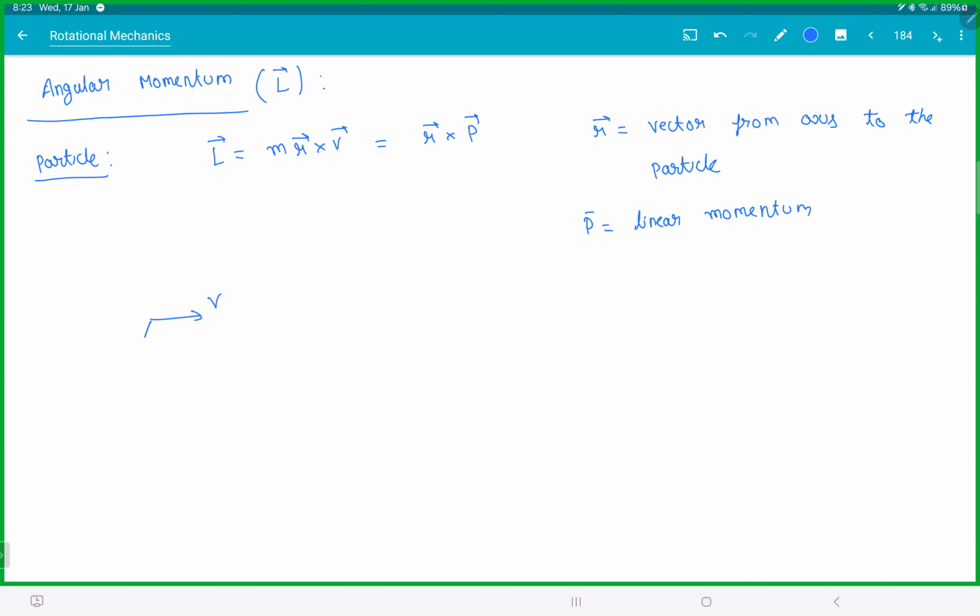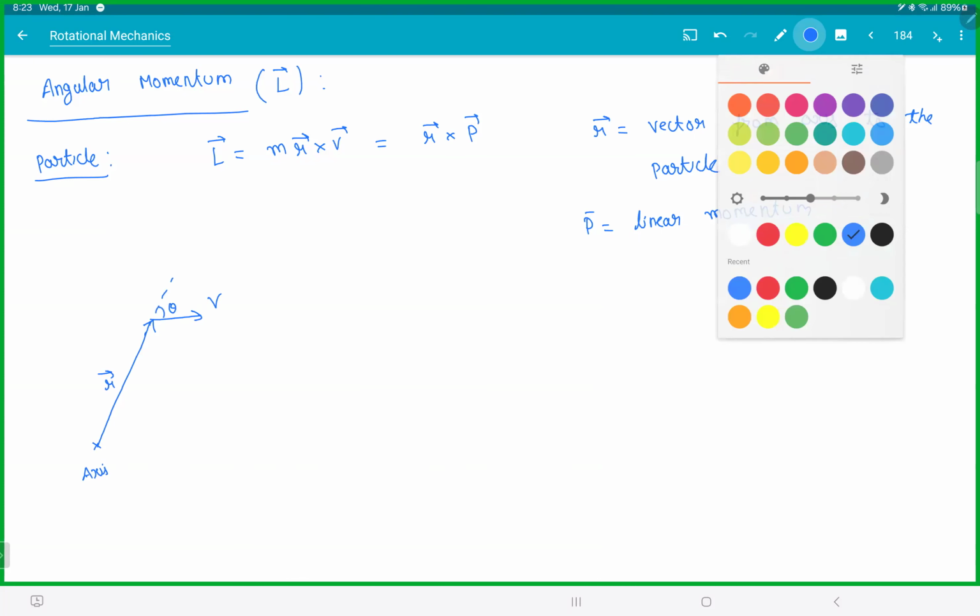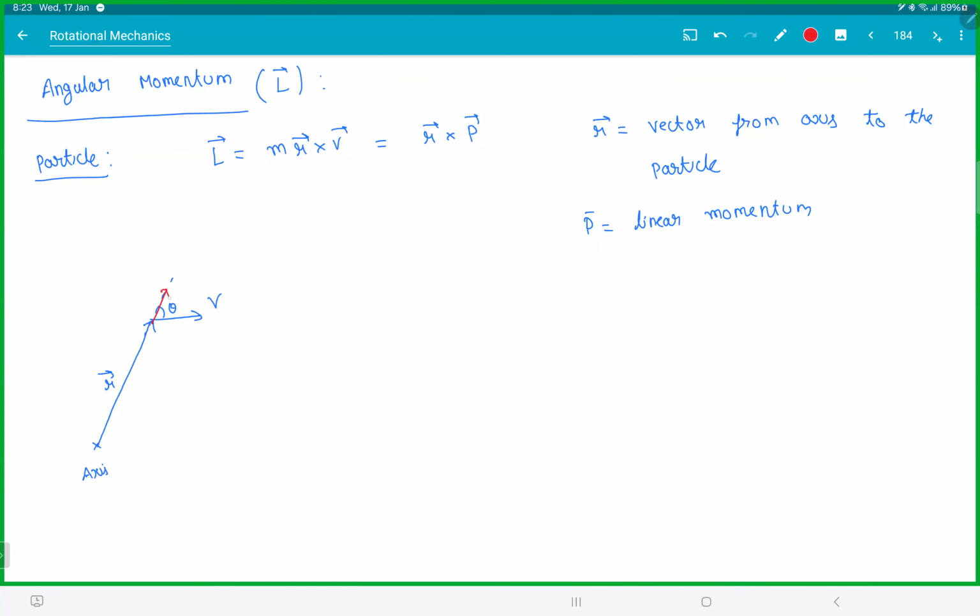So if you have velocity here, if this is your r bar and this is your axis, and this is angle theta, you can write this component as v cos theta. Same thing we did in torque also. V sine theta will become v perpendicular. So we can write angular momentum m r v sine theta as m r v perpendicular. Same thing we did in torque, remember r F perpendicular.